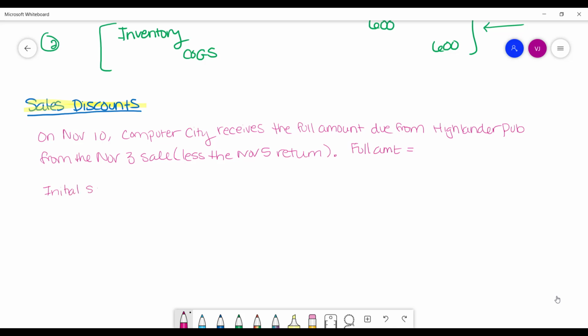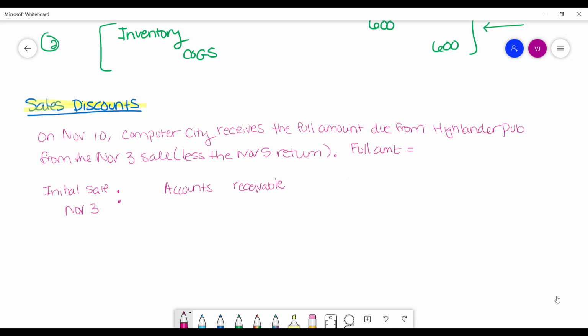Let's do the initial sale on November 3rd. Since the initial sale itself would have been for $2,000, if they're having to pay us $1,000 since they returned $1,000, let's just assume that the initial sale, if we're not even thinking of a return, if we're just looking at what they would have owed us, because I don't want to overcomplicate this because they didn't start off with the full details with this example.